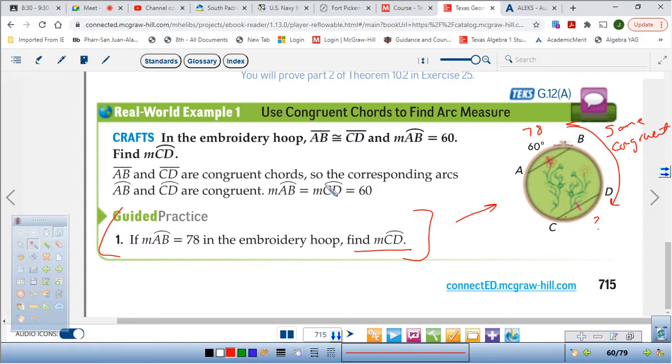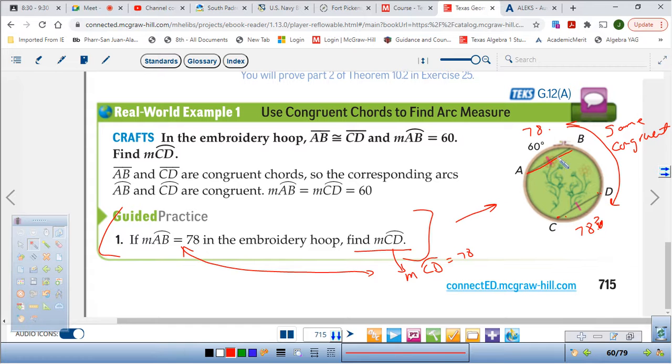Let's go and see what the answer is now. The measure of arc AB, from A to B, is 78 in the embroidery hoop. Find the measure of CD. In this situation, we know that this chord that makes arc AB and this chord that makes arc CD are congruent, so arc CD also has to be 78. So we'll just put here: the measure of arc CD is 78. Cool?